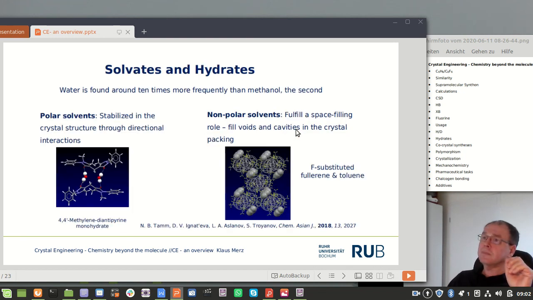Yes. When we go on, we talk about solvates and hydrates, the importance and the impact of hydrates, so water and solvents in crystal packing. We have seen that very often hydrates and solvates stabilize aggregates by forming intermolecular interaction, hydrogen bonds. On the other side, we have seen also non-polar solvents can be used in crystal engineering, filling the voids in crystal packing.